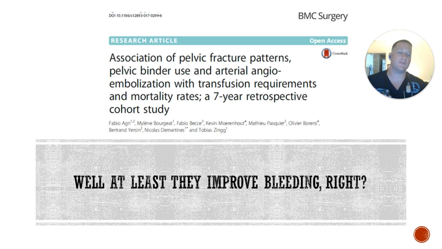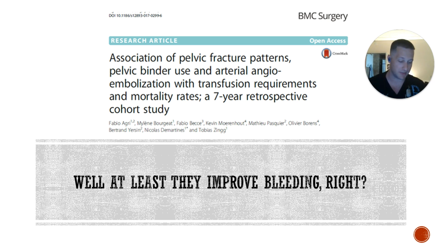Well, if they don't improve mortality, certainly they must improve bleeding, or lead to fewer blood products, or a lower need for angiography or arterial interventions. And so somebody looked at this as well. This is a little bit bigger paper. This was in Switzerland. It was 228 patients with pelvic fractures over 7 years. It was retrospective, as you see right there, a retrospective cohort study. So our ears go up when we hear retrospective, prone to problems. But again, take what we can get.